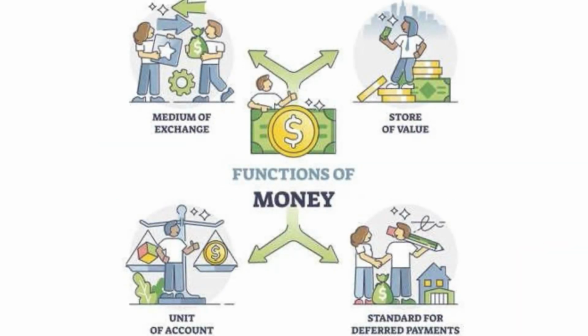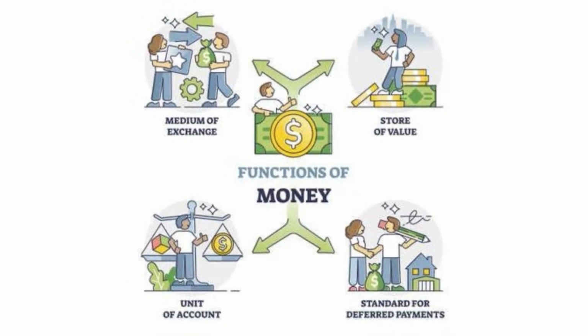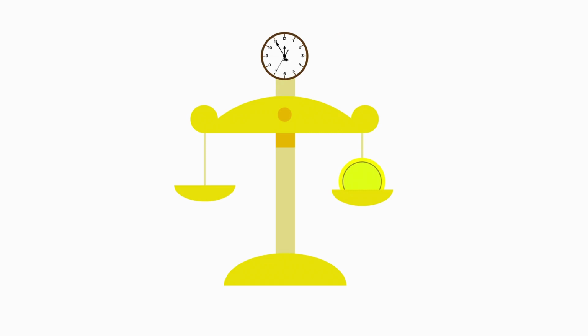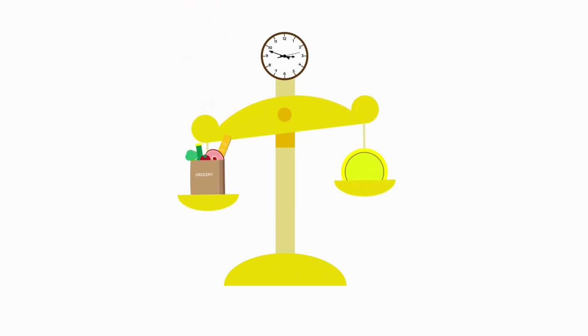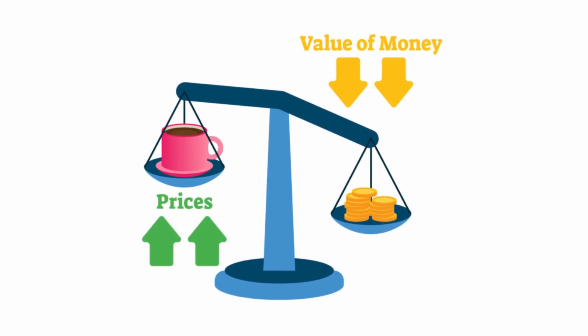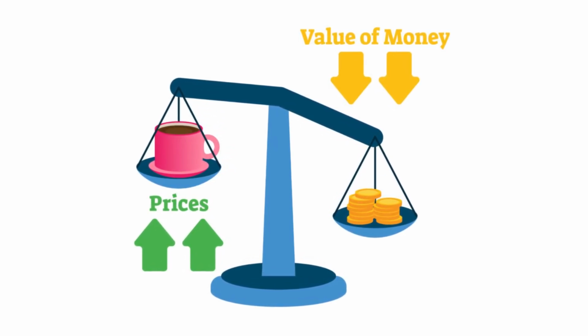Money acts as a unit of account, a medium of exchange, and a store of value. As a store of value, money's purchasing power is entirely dependent on price levels. As prices inflate, each unit of money becomes increasingly less valuable.